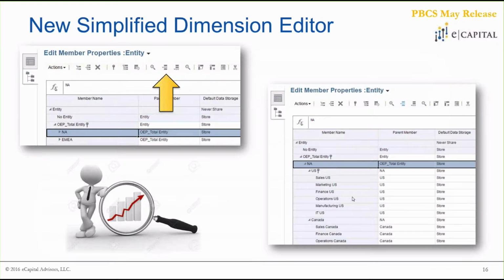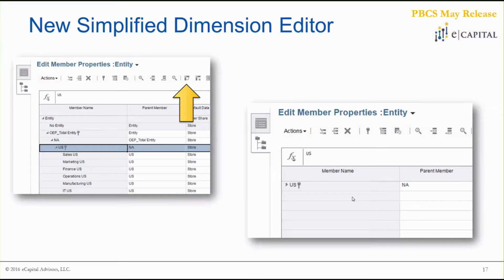So in this case, just to run through a quick example, I've located a North America node in the tree here. I'm going to go ahead and expand all. By clicking the icon that the arrow is pointing to, I'm going to expand all members underneath here.